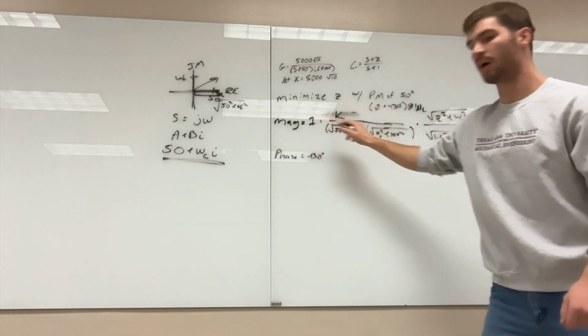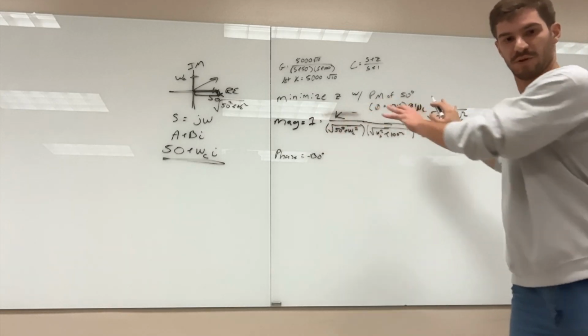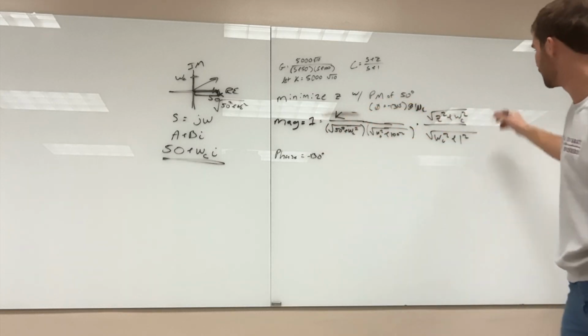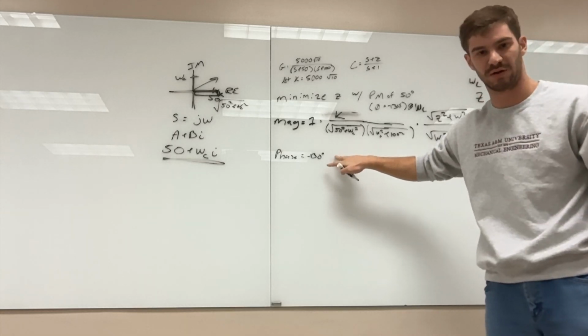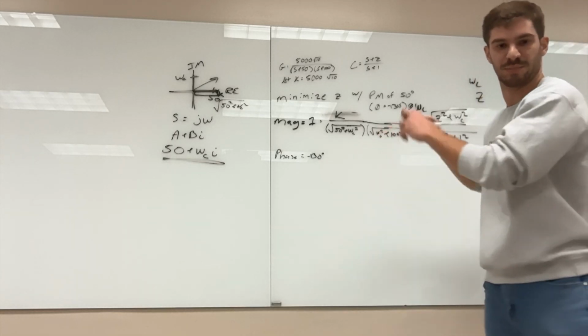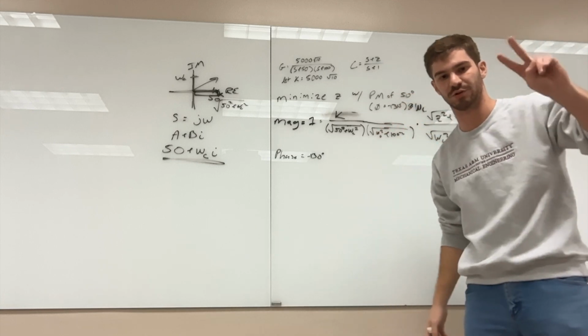This is an equation that we can now manipulate. Now we have two unknowns. We don't know z, we don't know omega c. But our phase is also going to be a function of omega c and z, so you can put them in terms of one another. Now you have two unknowns and two equations.